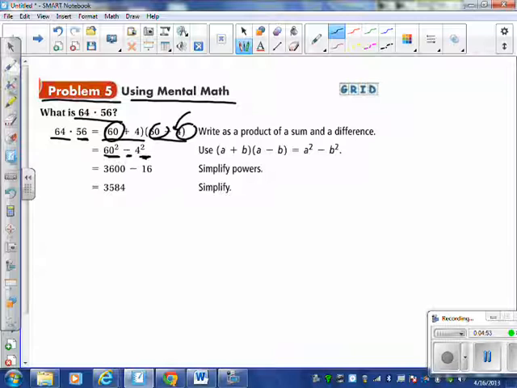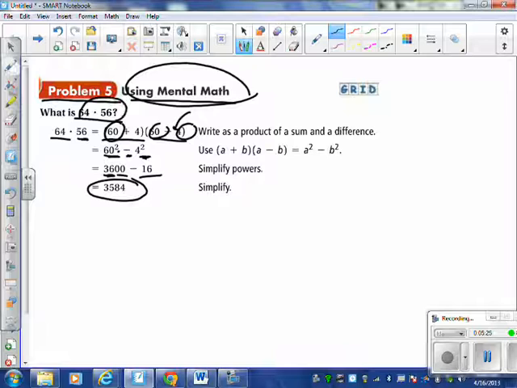And then we just take 60 squared, which is the same thing as 6 squared, which is 36, and then we're going to add 2 zeros. 4 squared is 16, and then all we have to do now is take 3,600 minus 16, which is 3,584. So we can use our key concept to do mental math with numbers that we could turn into the same when we multiply them together.